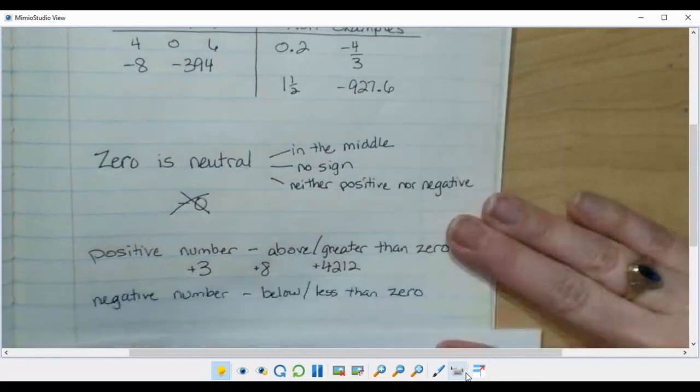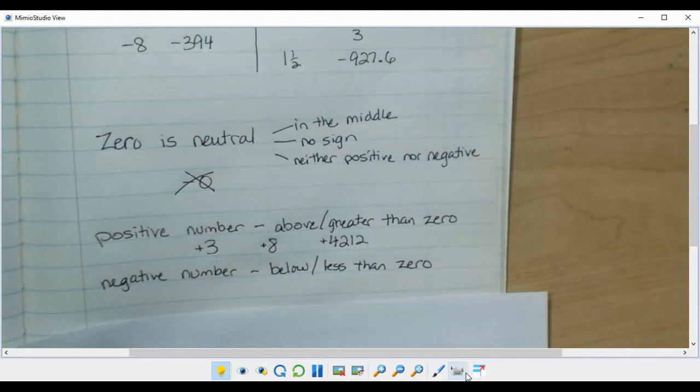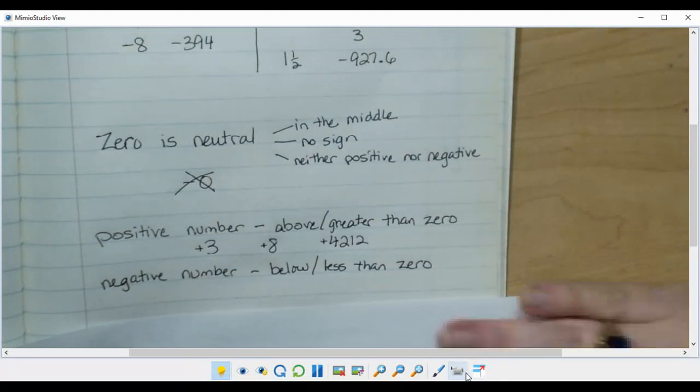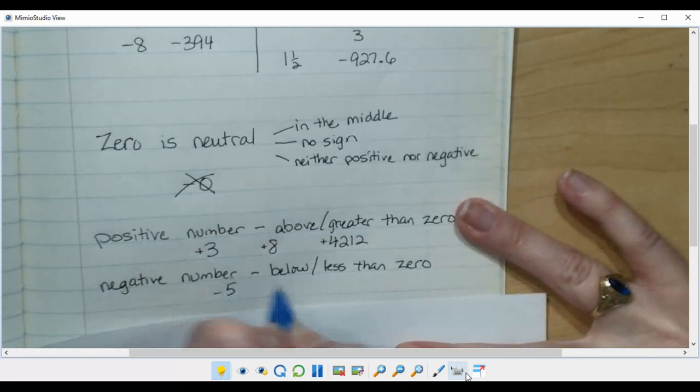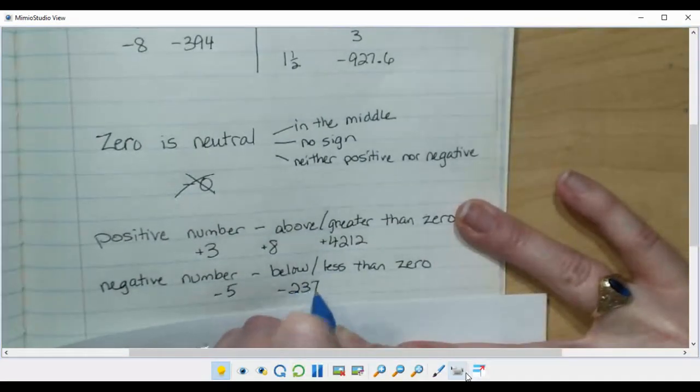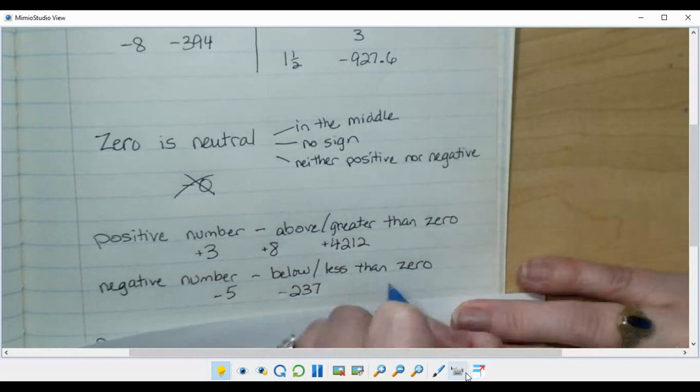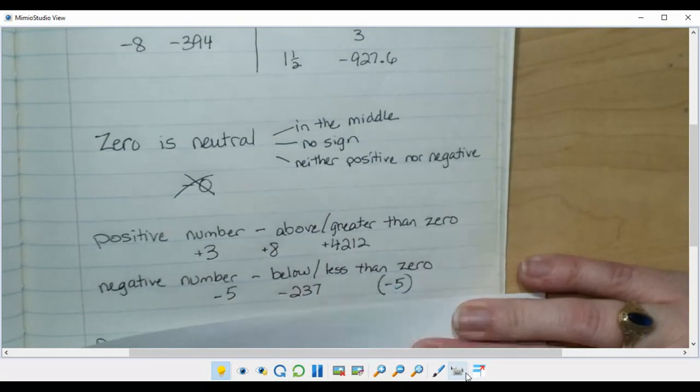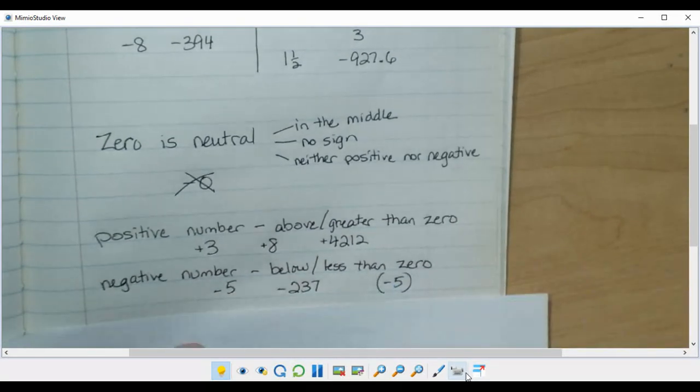Let's go and talk about negatives. A negative number is something that is below or less than 0. It will always have a sign. So something like -5, -237. Sometimes you'll see it with parentheses just to highlight that that sign goes with the number. It's intended to be a negative sign, so that it doesn't get blended in with something else. Right? Negatives will always have a sign. Positives, it's up to you. 0 doesn't get one ever.